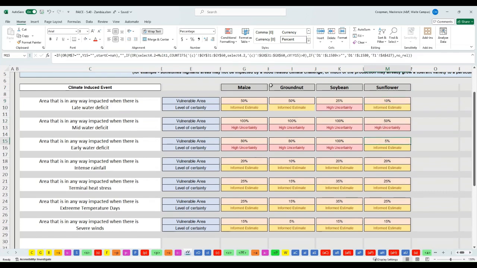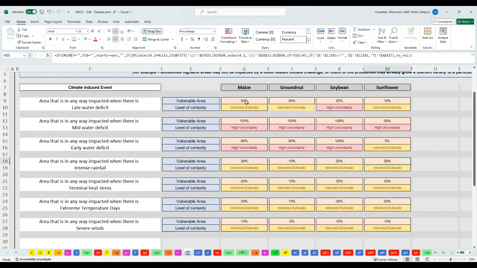Remember, we're not talking about the differences between crops. So maybe it is that sunflowers are a little bit more resilient to water deficit. But if the water deficit was very severe, it doesn't matter if it doesn't happen so much in your country. Here we're looking at if it's possible that sunflower would be affected in the case where it's very severe.